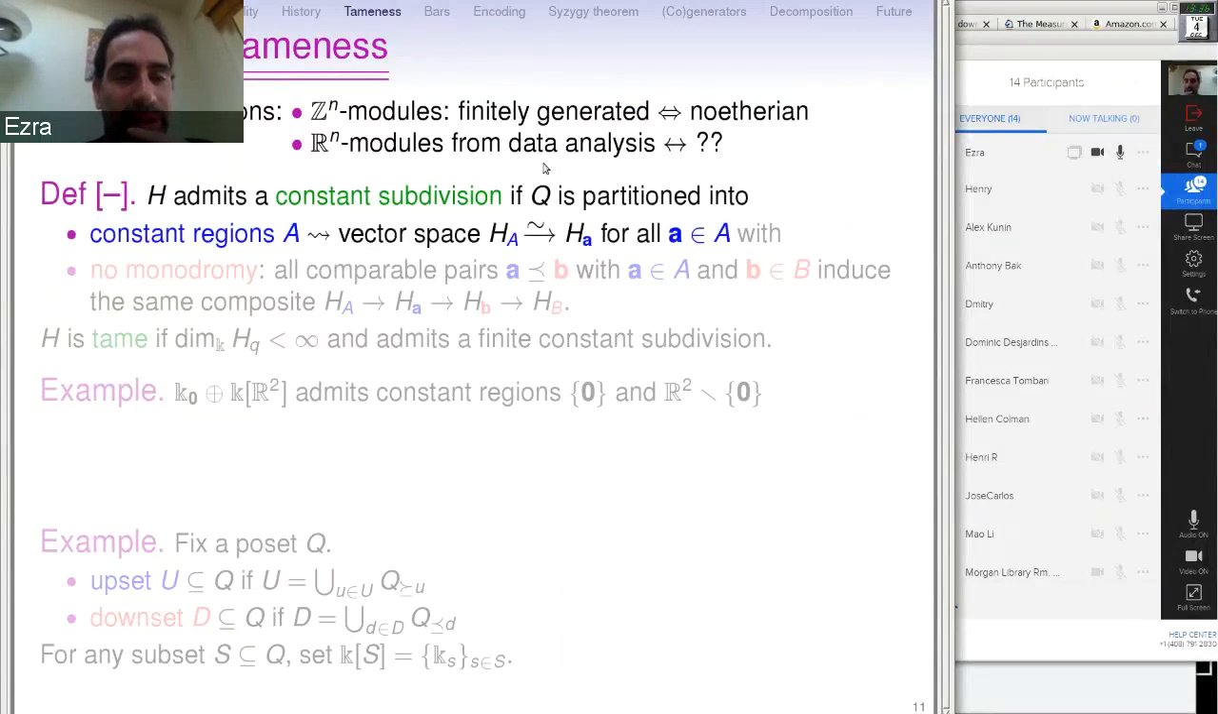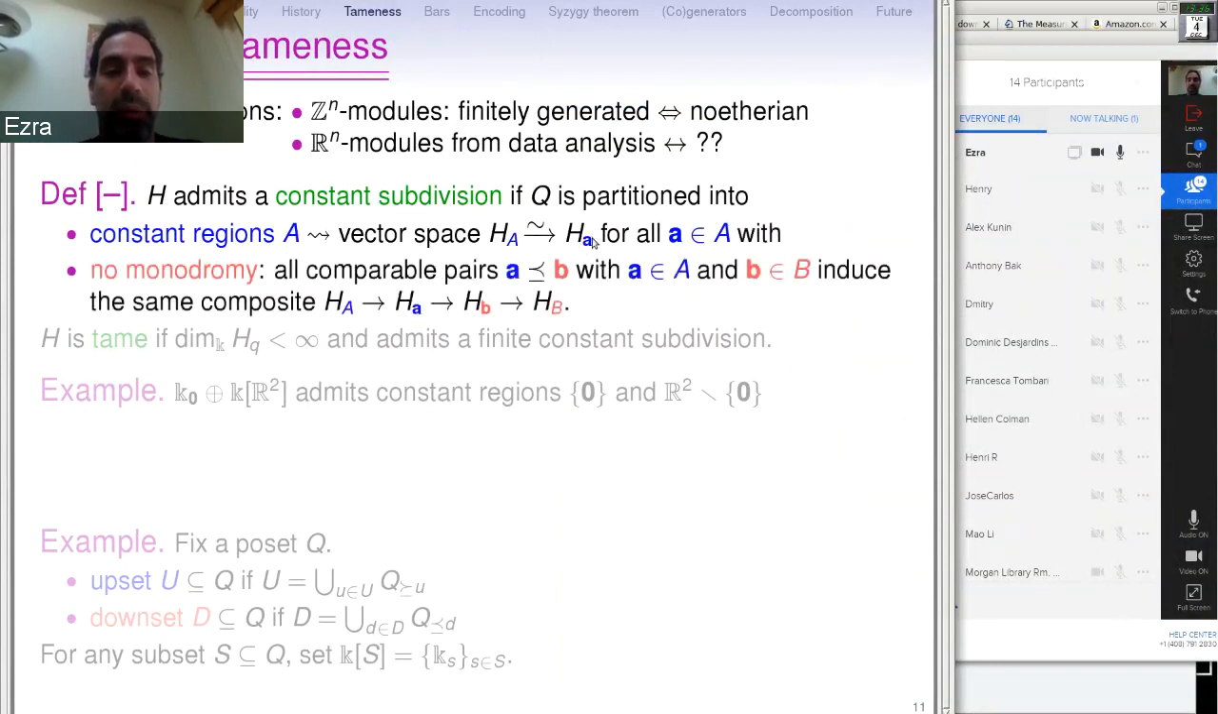So let's try to define some sort of finiteness condition. I'm going to define our persistence module H to admit a constant subdivision if the poset, and you should think of the poset here as being R^n, it works for any poset, but think of it as R^n because it's a geometric picture, is partitioned into constant regions A. For each constant region you get one vector space for the entire region, and you want that vector space to be isomorphic to the vector spaces for the points in that region. And you want there to be no monodromy.